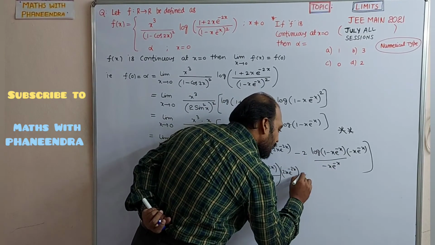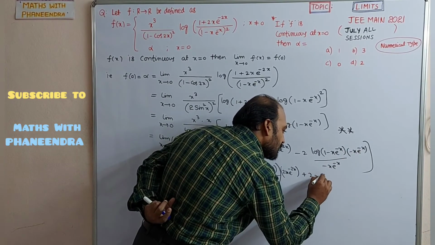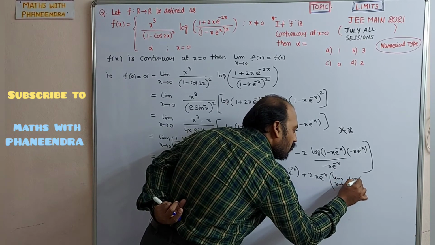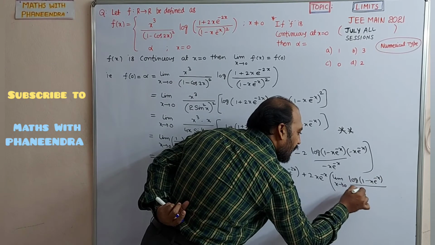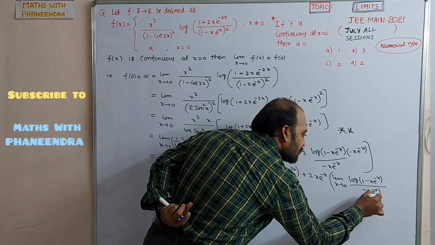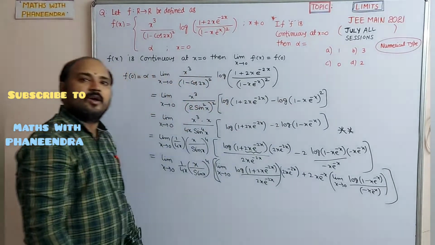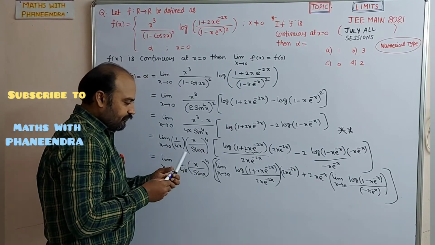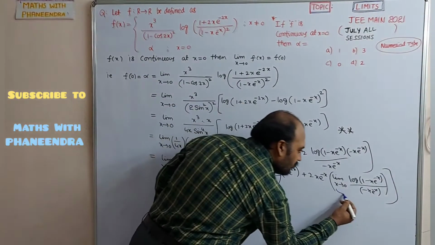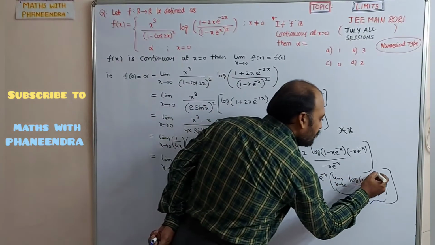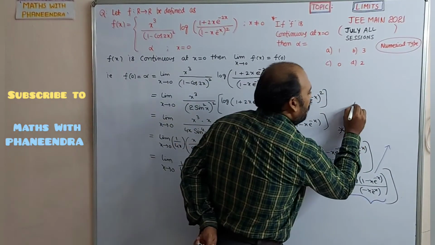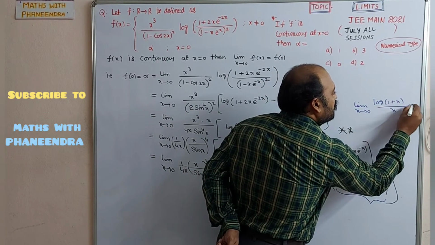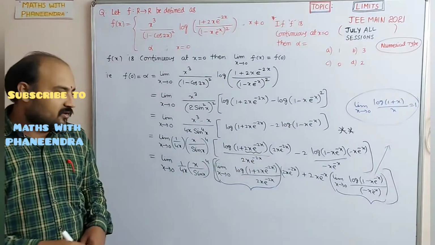So minus into minus is plus, 2 into x e power minus x separately, and the rest of the limit you can apply. Limit x tends to 0, log of (1 minus x e power minus x) by minus x e power minus x. Whatever I mentioned in the brackets, these bracket values go to 1. In what way will it be 1? These are in the form of limit x tends to 0, log of (1 plus x) by x equal to 1. By using this formula, this value is 1.